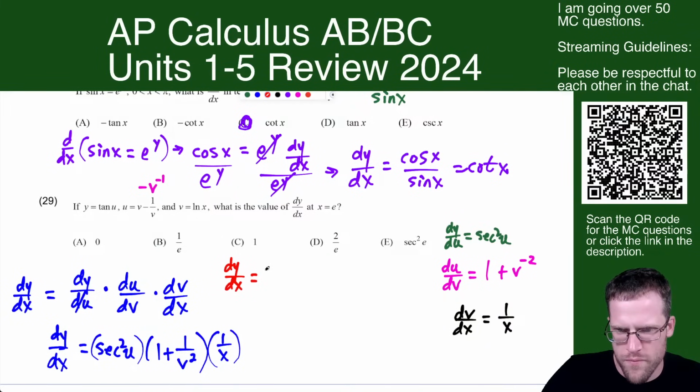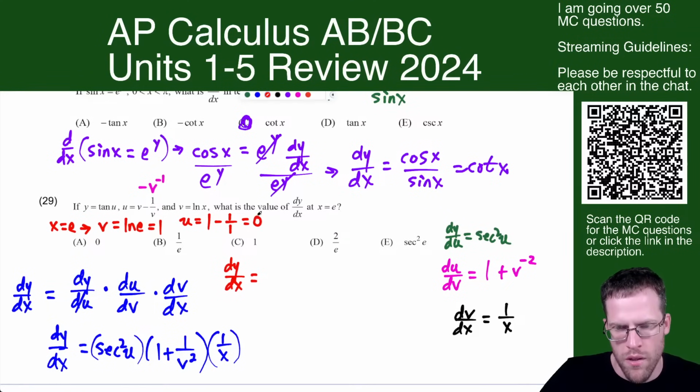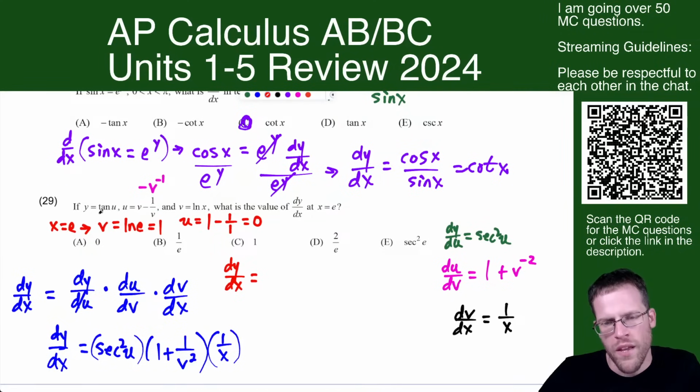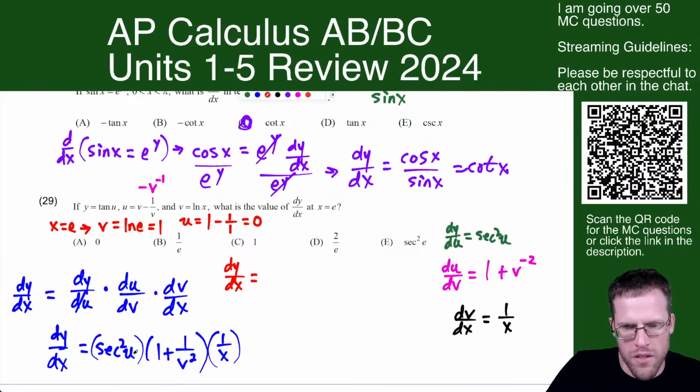But all right. So now here at x equals e. This is where it's like a chain reaction. So if x is equal to e, we can just go down the line here. Then v would be natural log e, which would equal 1. And if v is equal to 1, then u is equal to 1 minus 1 over 1, which is going to be 0. And if u is equal to 0, we don't have to worry about what y is equal to, because we're plugging in u, v, and x.